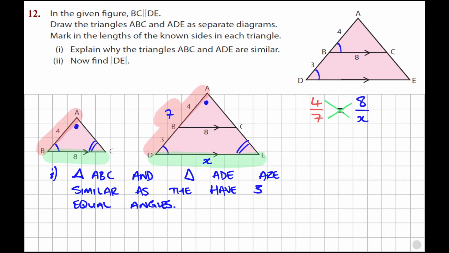So 4 times X is 4X. 8 times 7, 8 multiplied by 7 gives us 56. I'll actually just write that out, 8 times 7, just for anyone that's unsure. So that'll give me 4x is equal to 56. In order to find out what 1x is, I need to divide both sides by 4. 4x divided by 4 will leave me with x. 56 divided by 4 will leave me with 14. So my answer there for DE is equal to 14.